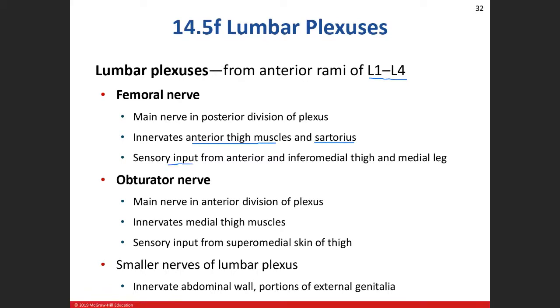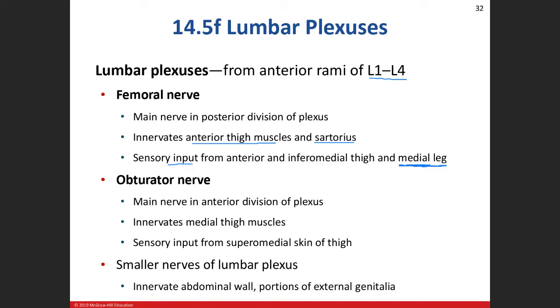It receives sensory input from the front of the thigh, and then on the inferior portion, the medial lower portion of the inside of your thigh, and the medial, which is the inside portion of your leg, which is your calf. Remember, the thigh is pretty much from your hip to your knee. Your leg is pretty much from your knee to your foot.